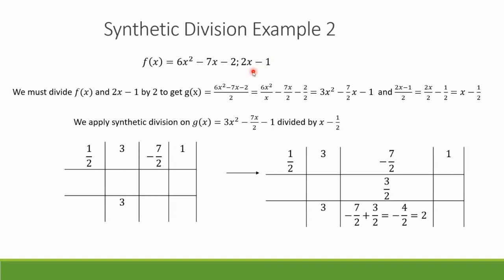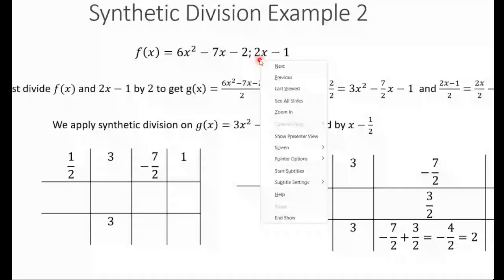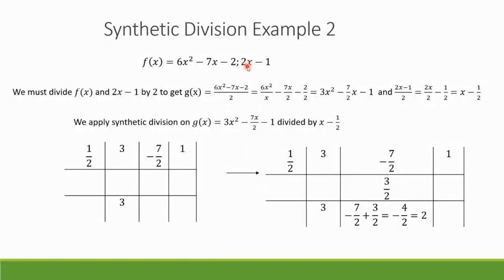No big deal. What do we do? Well, notice we can divide by 2, right? Basically, if this 2 wasn't here in front of the x, we could just dive right into synthetic division. But it's here, so we can't yet. So what do we do? We divide by 2.